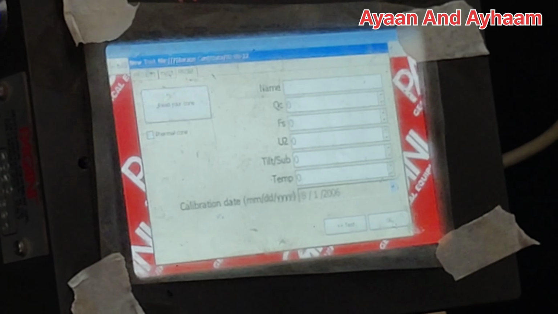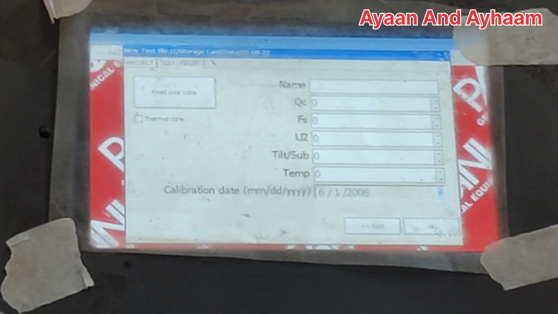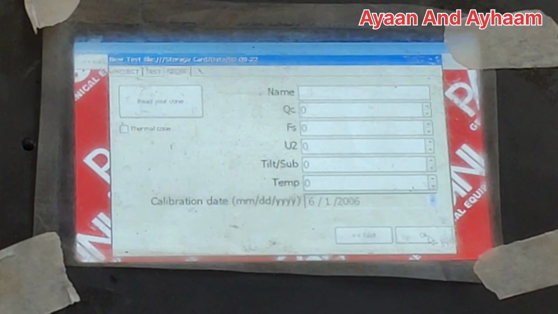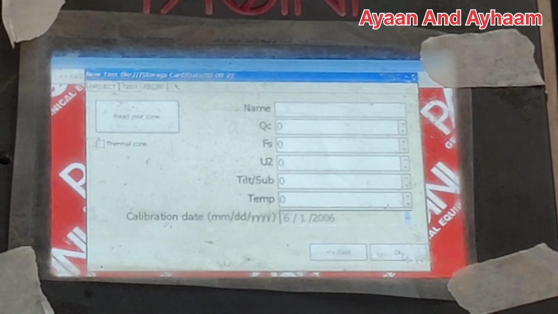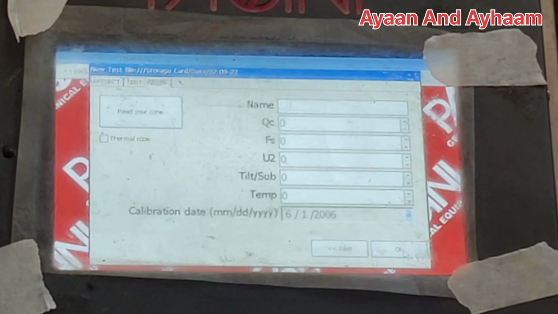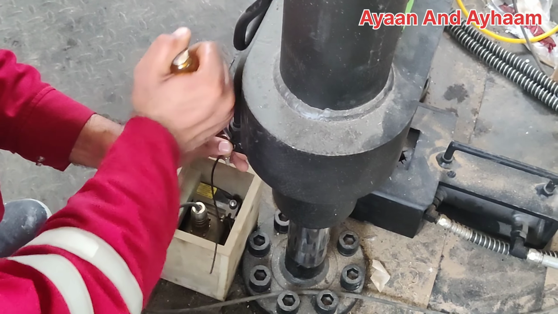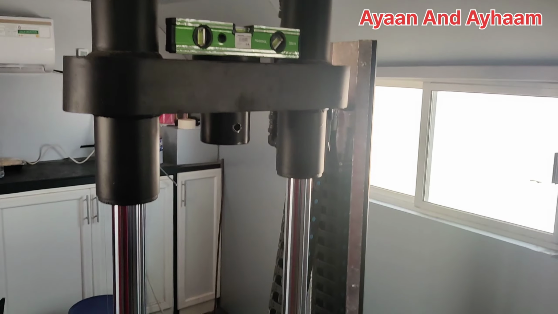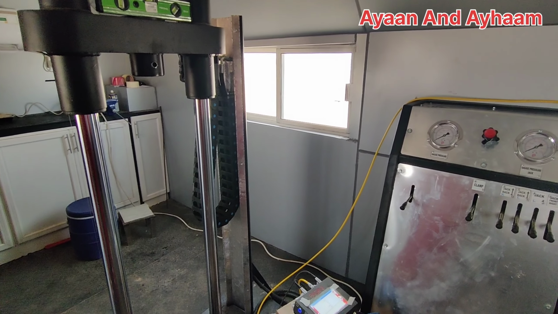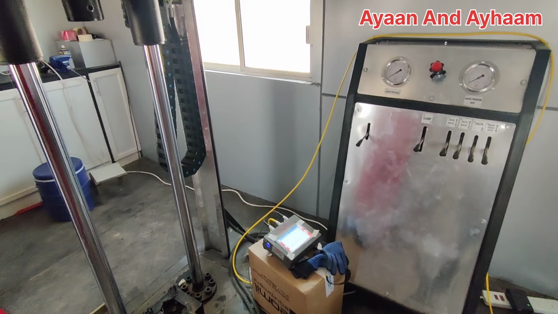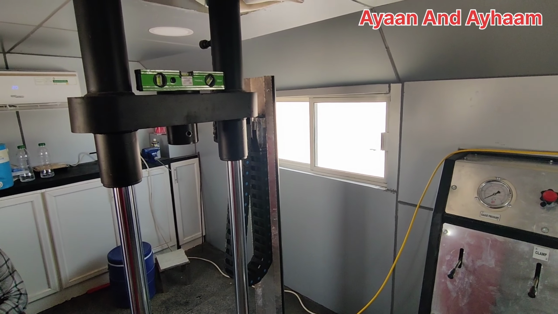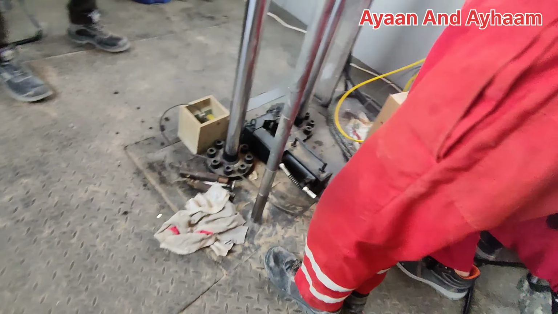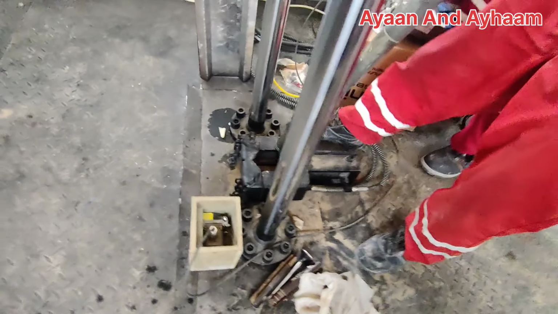This CPT device monitor always shows these readings: QC, the cone resistance, and FS, the friction of soil. Then U2, this is the pressure of water, and the tilt angle. Also the depth, as well as when we are driving the cone, it is showing the result. Now when the leveling is finished, the next procedure is to install the cone and rod in the holding bench under the pressure plate.